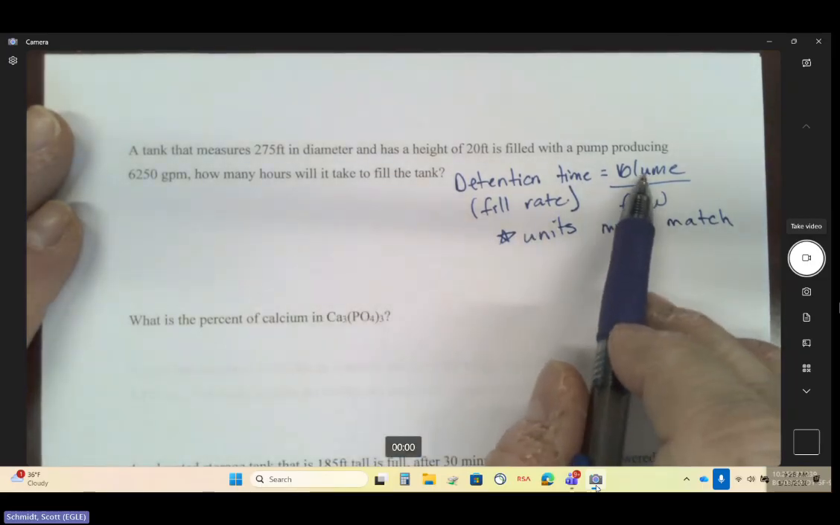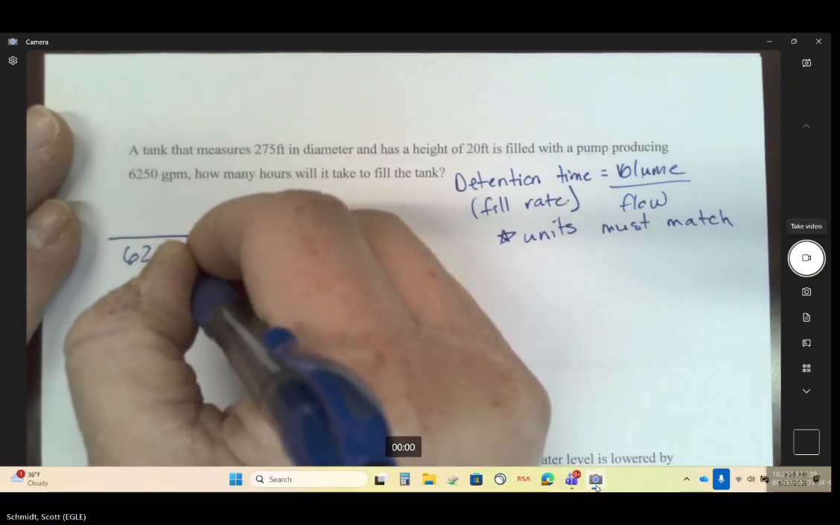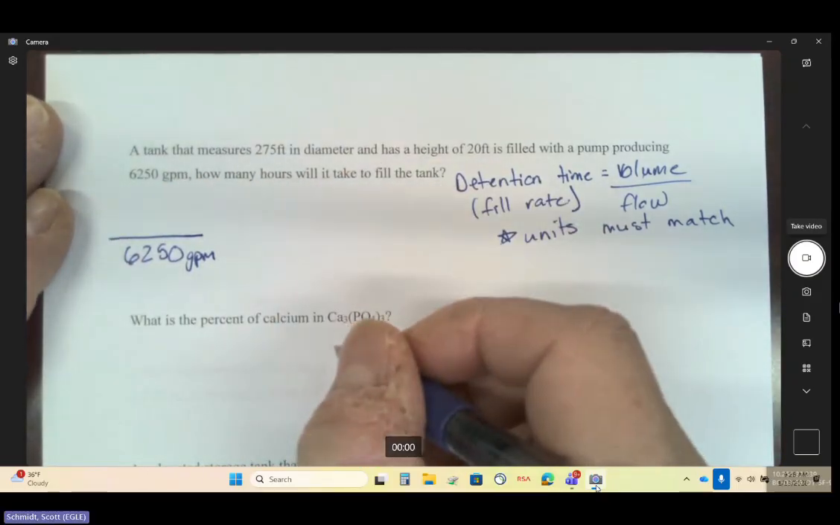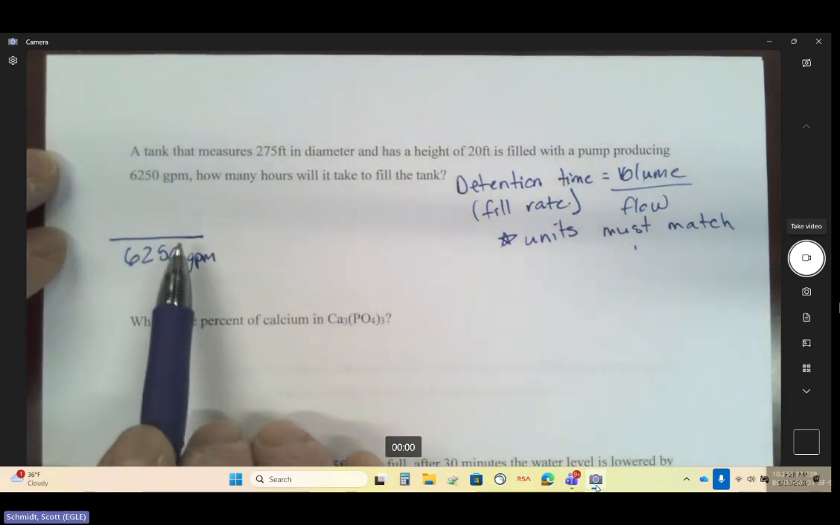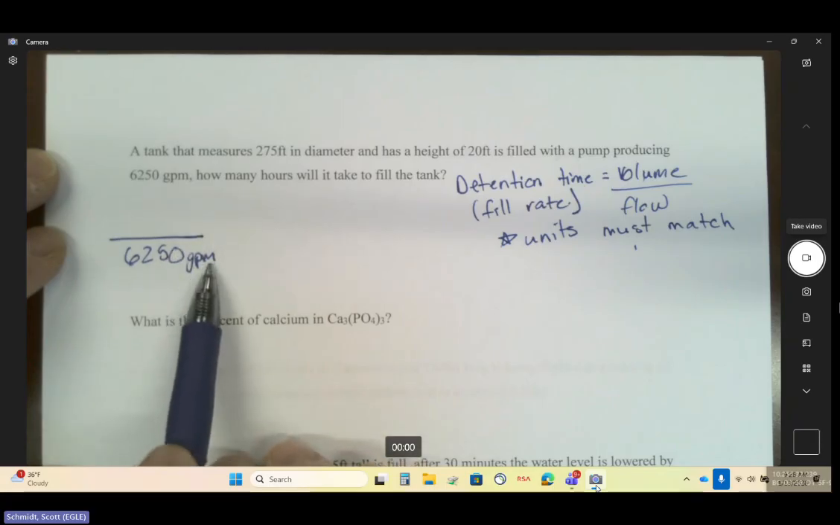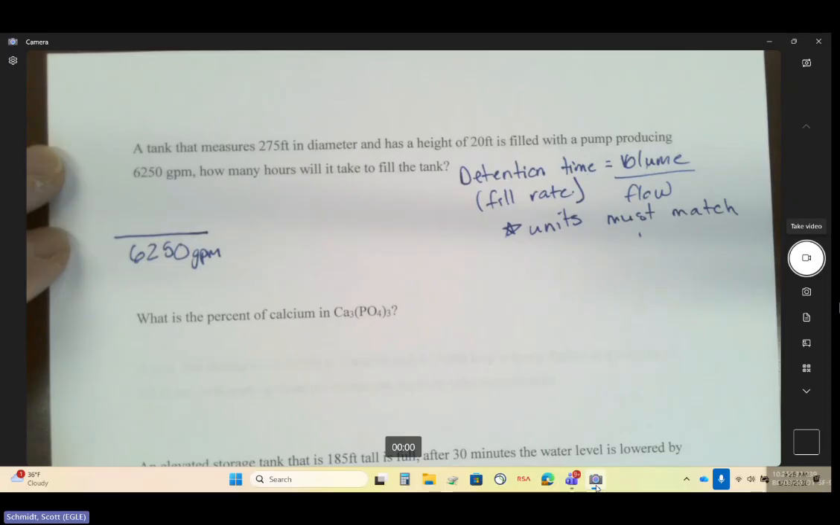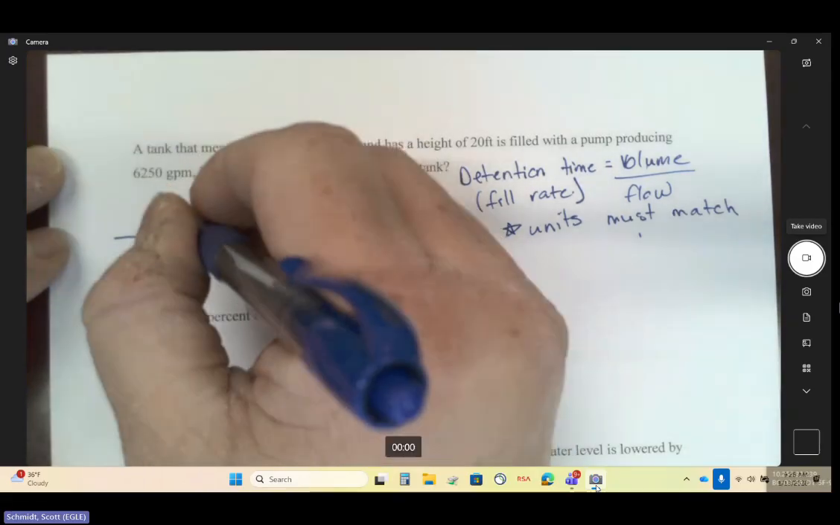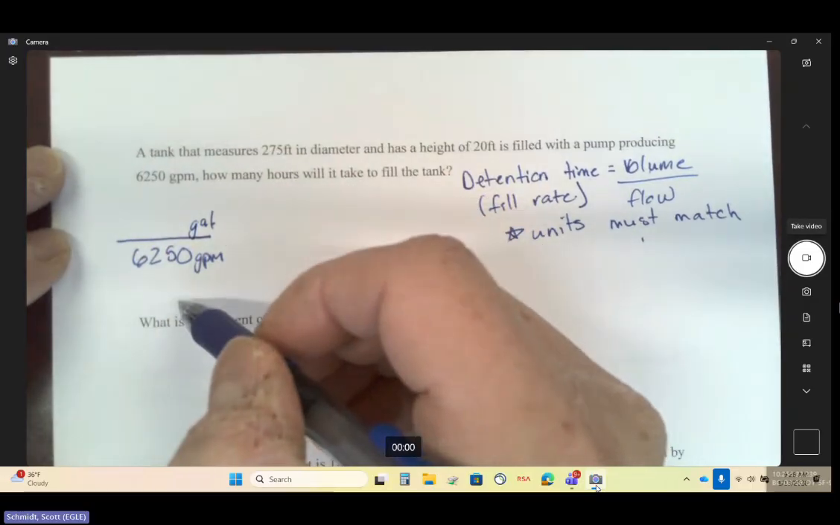So I need volume divided by my flow. Well, I already know my flow is 6250 GPM, gallons per minute. Well, I need my volume. What I mean that units must match is you've got to have the same units top and bottom. Have you ever heard of a volume that comes in minutes, hours, or days? I don't look at a tank and go, that's 4 days volume. No, it's a million gallons. So that's what I mean by units must match. Since I have gallons per minute here, this unit must also be gallons. And why? Because when units are on top and bottom, they cancel each other out.